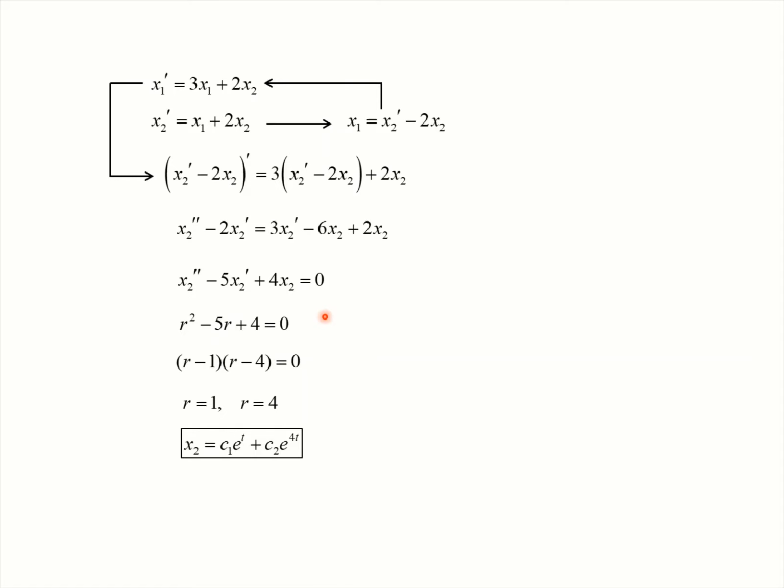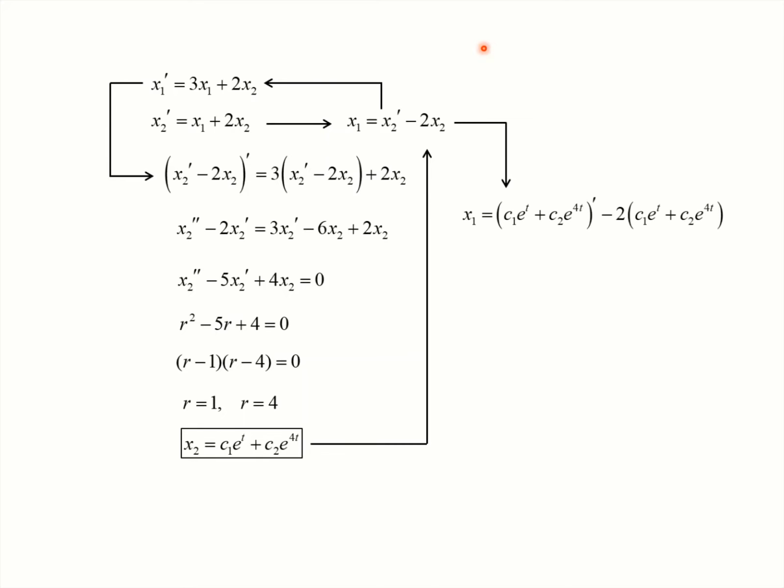Now, we're not done solving this system up here. The system's going to have two things: x2 equals and x1 equals. So now I'm going to take this x2 and plug it up here to find out what x1 is going to be. Everywhere there's an x2 in that equation, I'm going to replace it with that expression with the c1s and c2s. And so I do that.